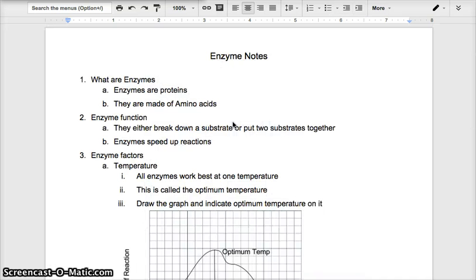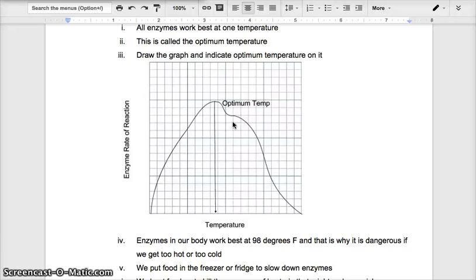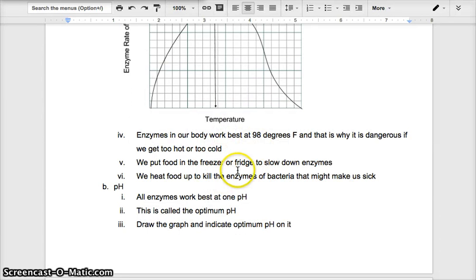Enzymes are very important because they speed up reactions. If we didn't have them, we wouldn't live. And we work with them every day because you get fevers, you use a fridge and a freezer, so you're constantly slowing down and speeding up reactions without even thinking about it.